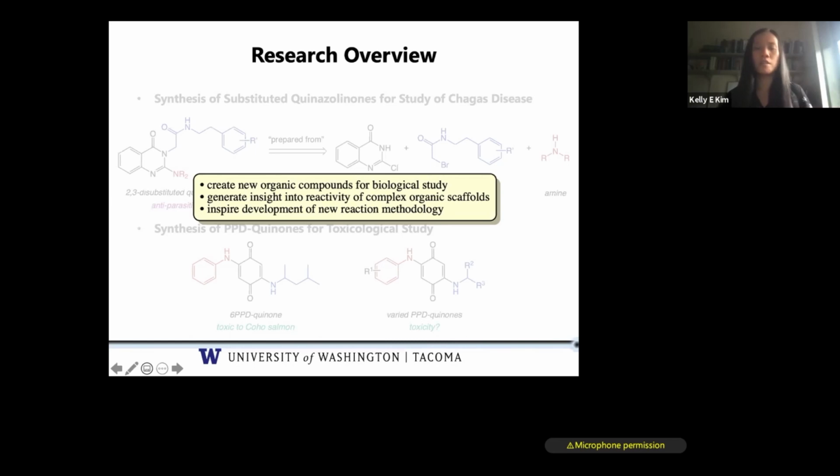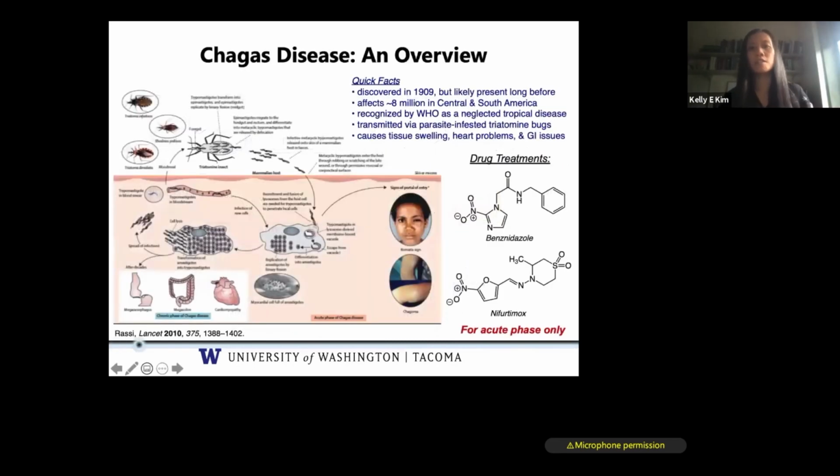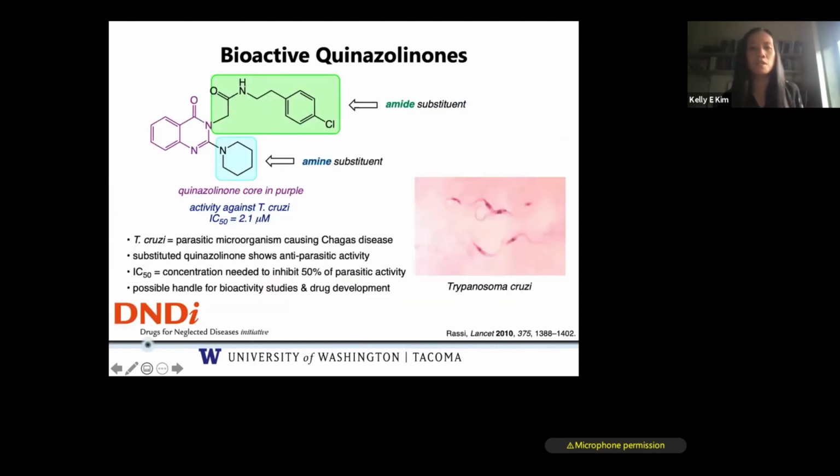So focusing on the Chagas disease project here, Chagas disease is a neglected tropical disease transmitted via parasite-infested triatomine bugs endemic to Central and South America. Once in the host, they can cause tissue swelling, heart problems, and GI issues in their human hosts after an acute phase of infection, followed by a really lengthy, decades-long chronic phase of infection. And unfortunately, the drug treatments that are available are really only modestly effective for the acute phase of infection.